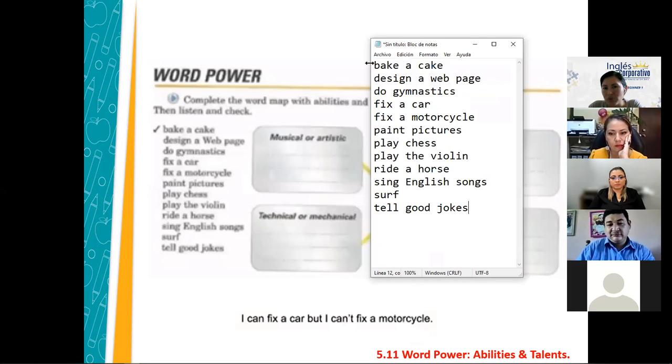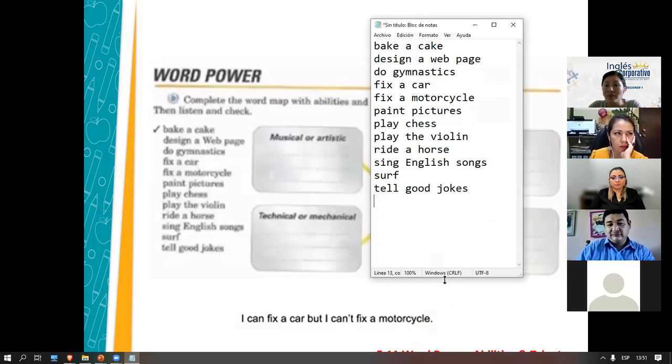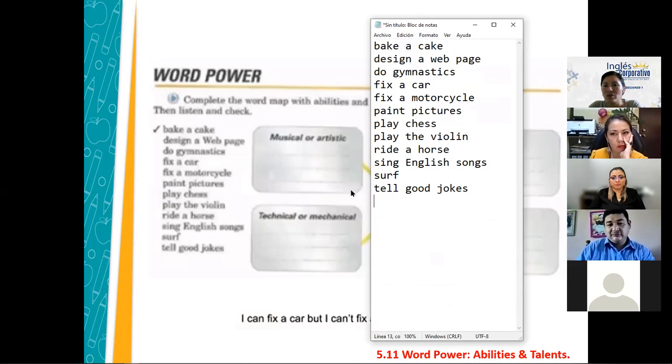Ok, so besides these ones, guys, aparte de las que tenemos acá, ¿pueden agregar ustedes más talentos o habilidades? Talents, abilities, or something that you consider is, you know, important to know, or at least that most people should be able to do. What do you think? ¿Qué más podríamos agregar? Bake a cake, design a web page, do gymnastics, fix the car, fix a motorcycle, paint pictures, play chess, play the game, use the computer, right? Porque si sucede, hay personas que les cuesta, ¿verdad? Y no lo pueden usar correctamente. Claro, hoy en día es menos, ¿verdad? Antes, pues era la tasa de personas que podían utilizar equipo de oficina, pues era menos. Ahora es bastante alto.